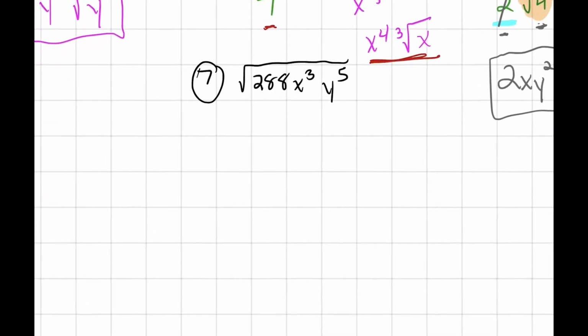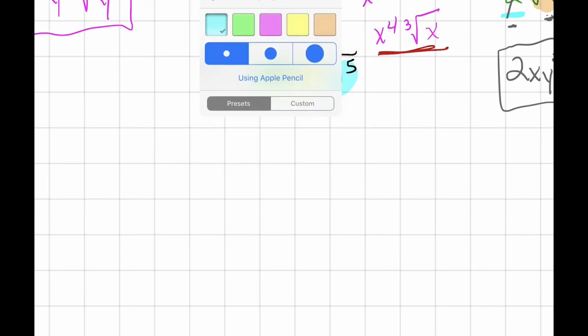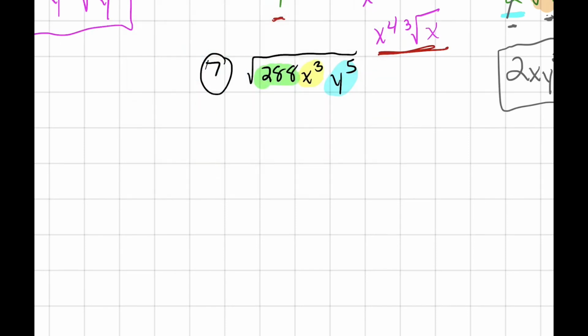All right, one last one here is we have the square root of 288 x to the third, y to the fifth. So this one starts out the same. We're going to first look at 288, then we're going to look at x to the third, then we're going to look at y to the fifth. So we start by taking our square root of 288.